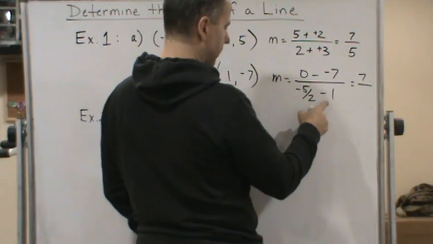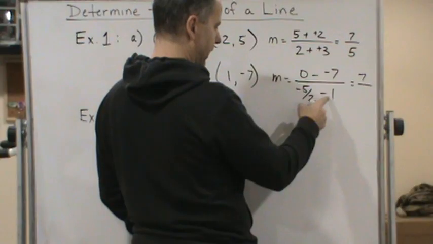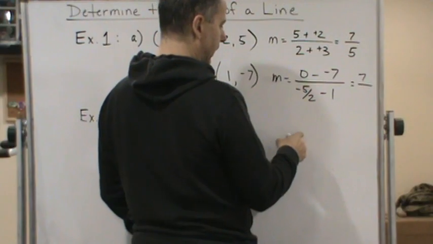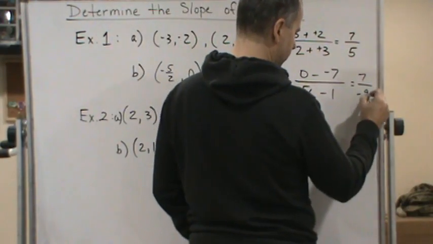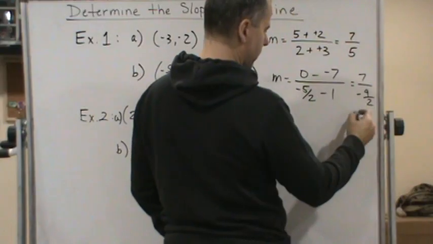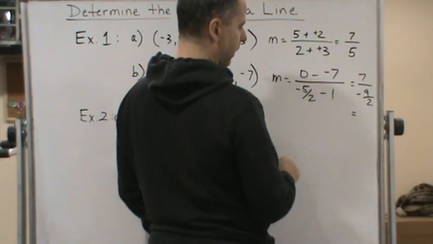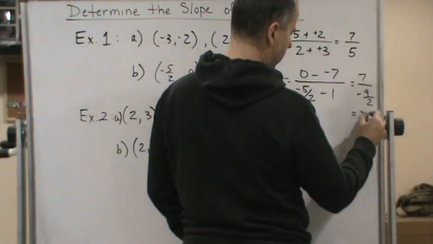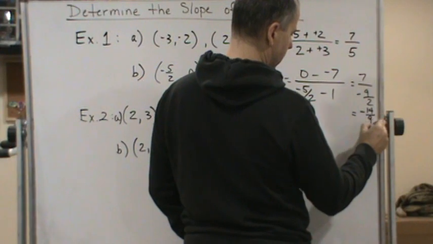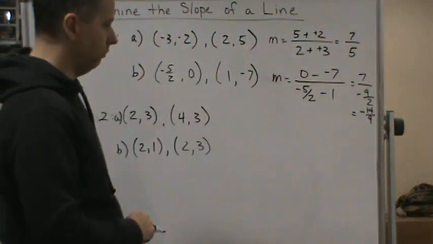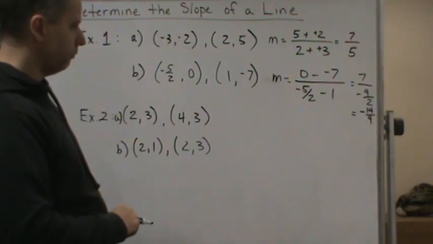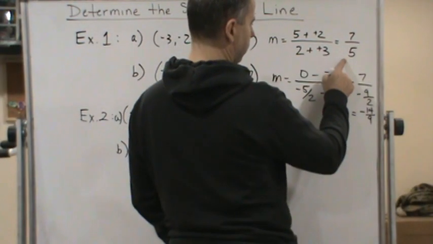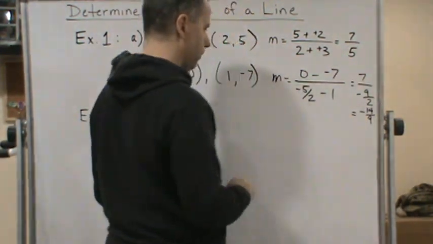And the bottom gives us what? This is going to be 2 over 2, because we want to change it into halves. So negative 7 halves minus 2 halves is a negative 9 halves. And so this would equal what? We're going to multiply by the reciprocal of the bottom, and this is going to give us negative 14 ninths. And that is the slope. So here we got a positive slope, and here we got a negative slope.